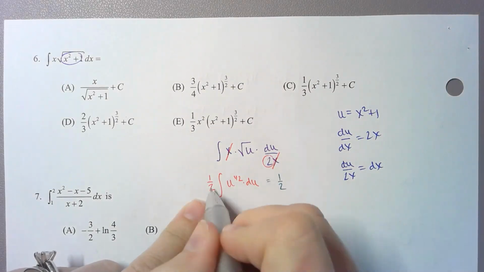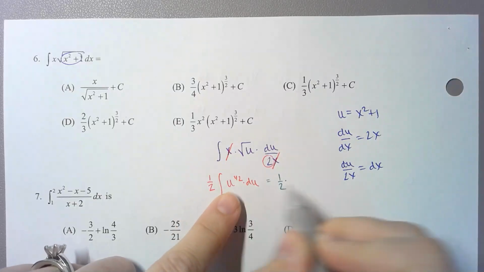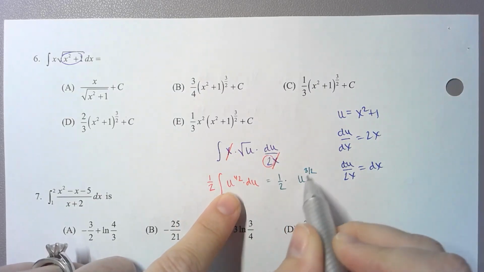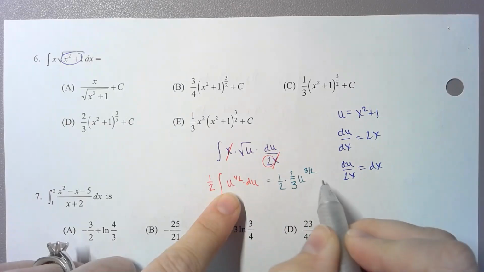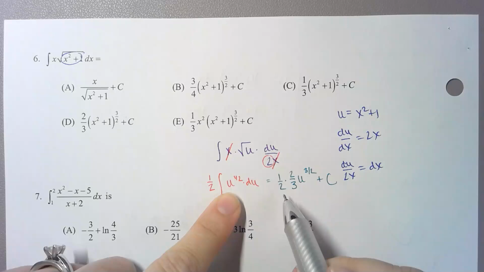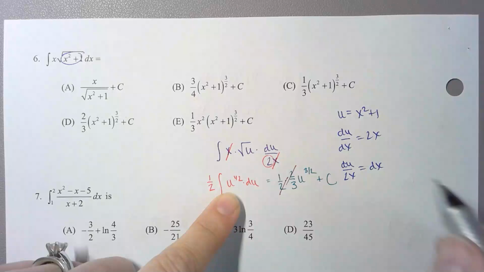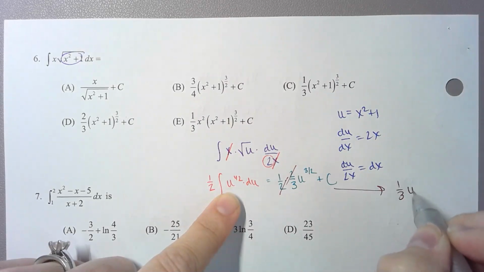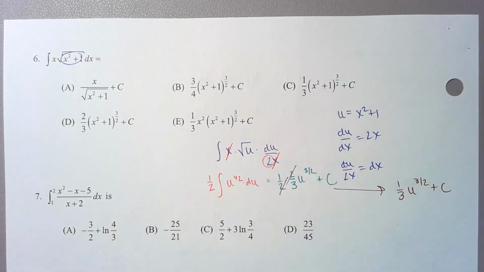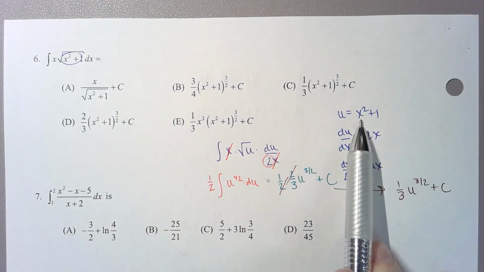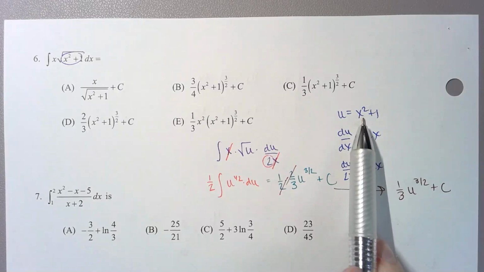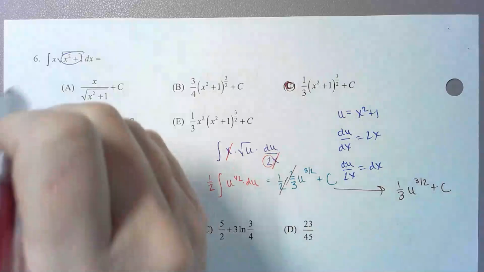All right, so we've got that 1/2 from that constant out in front. I'm going to add 1 to the exponent to get u to the 3/2, and then I need to divide by 3/2, which is the same as multiplying by 2/3. And then a big old plus c at the end. Good news is multiple choice. We were never going to forget the plus c because they're in everything. So what are we left with? We're left with a 1/3 u to the 3/2 plus c. And what was u? X squared plus 1. So I think we're looking at letter C if I matched that up right.